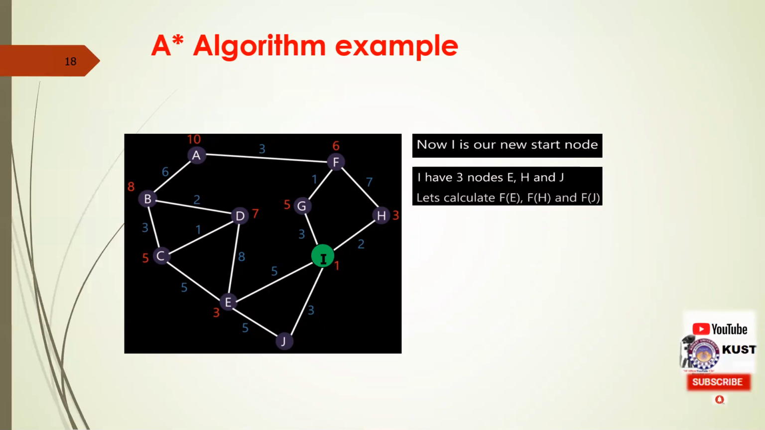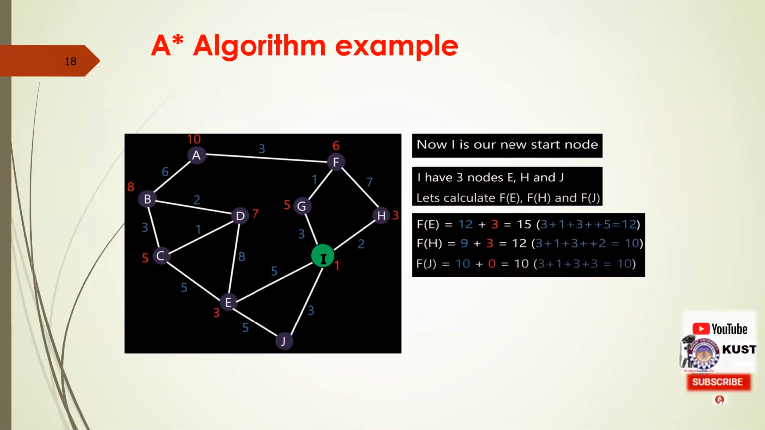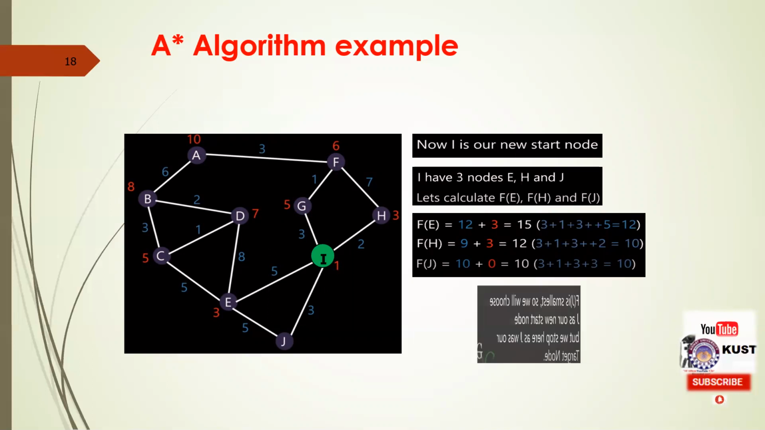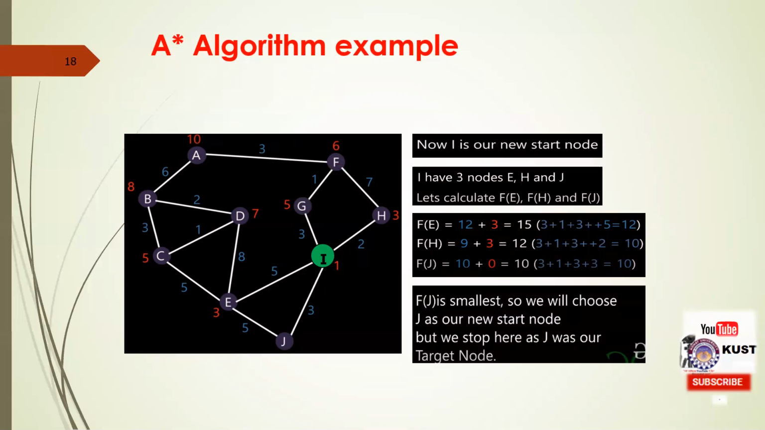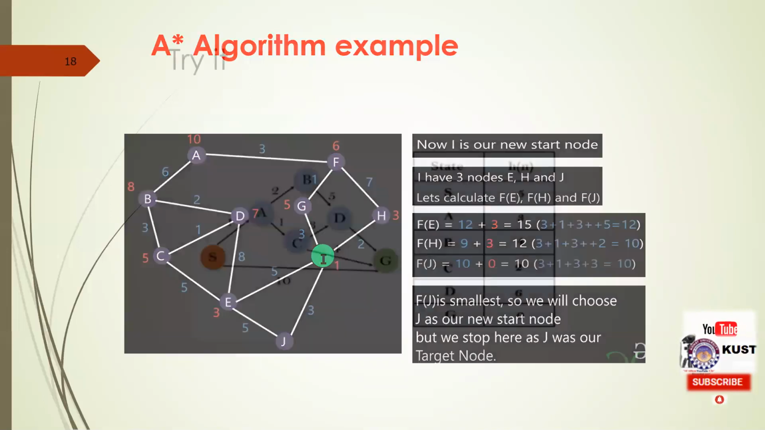I has three nodes, E, H and J, and their evaluation functions are 15, 12 and 10. It can be seen that the evaluation function of J is the smallest, so it will be selected as the new initial node. But we stop here as J is our target node.